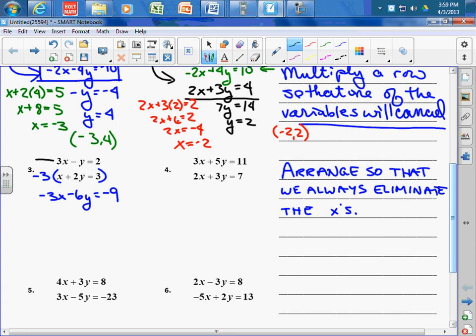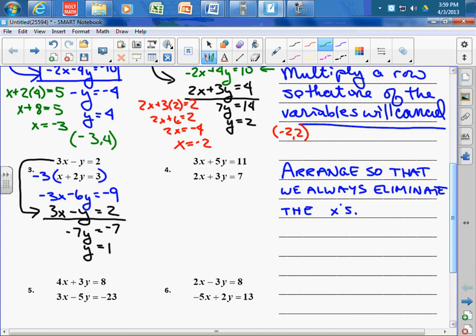I'm going to bring the top equation down here. Positive 3x minus y equals 2. And now I'm going to add those two equations together. Look what happens. The x's are going to cancel out, and that's what I want. We're always going to cancel out the x's. Now, negative 6y plus negative 1y is negative 7y, is equal to negative 9 plus 2, which is negative 7. So y equals 1.